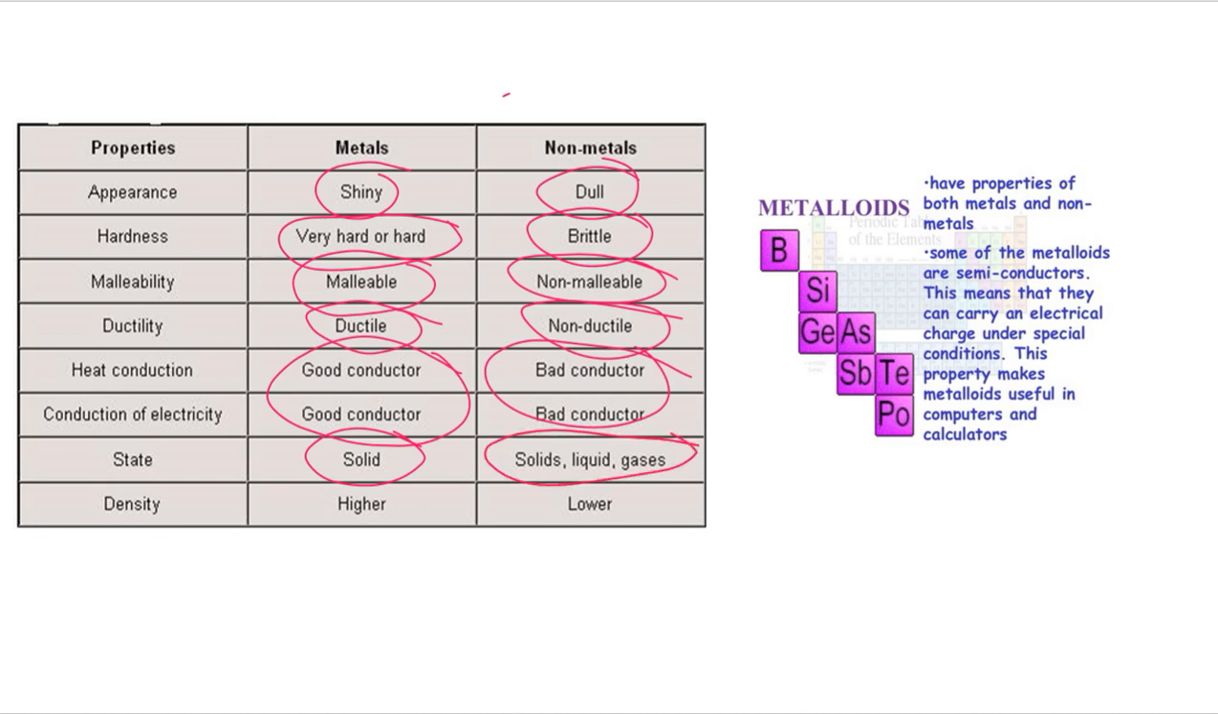Non-metals are bad conductors. Metals are all of them in the solid state except mercury. Non-metals can be in the 3 states. The density of the metal is always higher than non-metals.